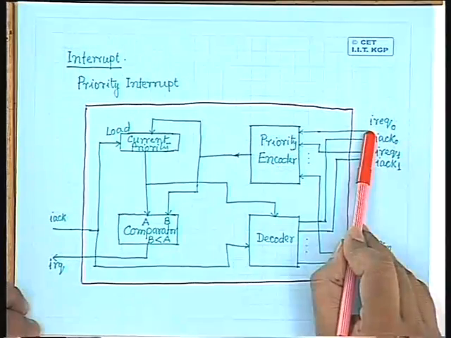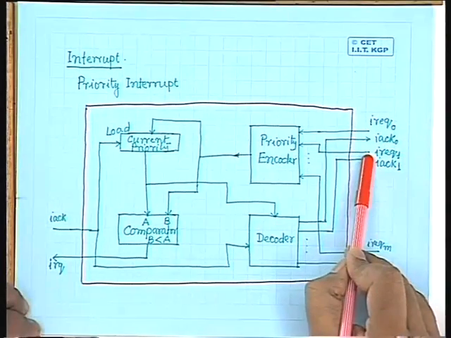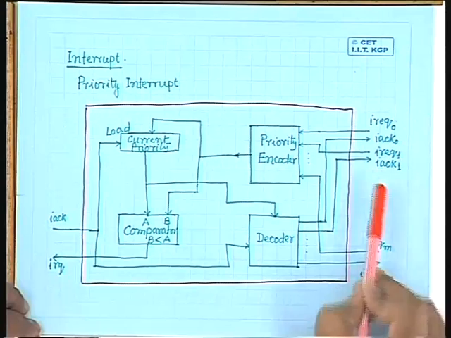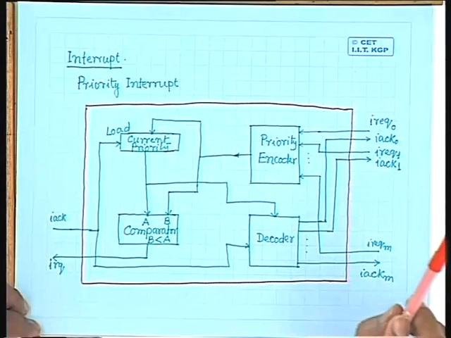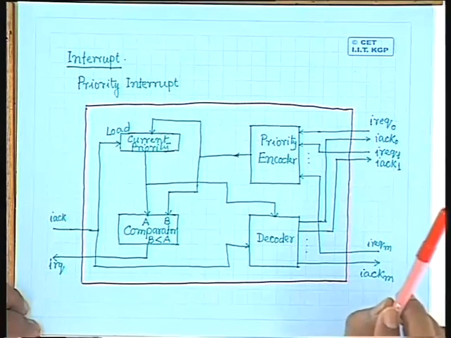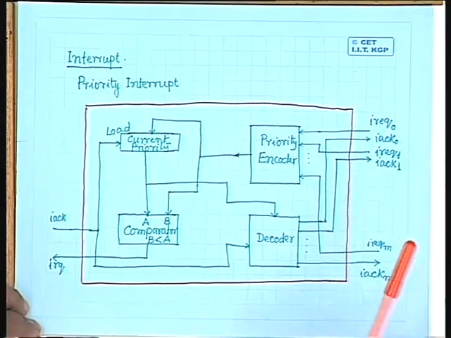See, in the device controller, the device controller will put an interrupt request. Then it has to wait for an interrupt acknowledgement. Until and unless it gets the interrupt acknowledgement, the interrupt request line should be kept high. That has to be taken care of by the device controller in this configuration.